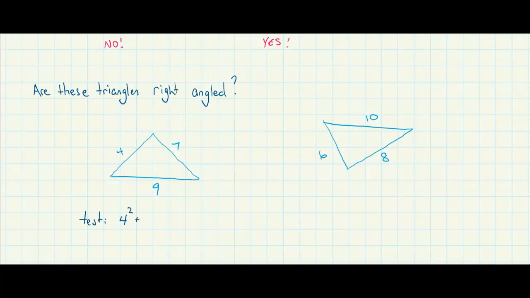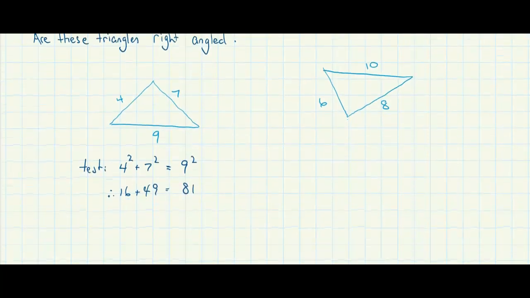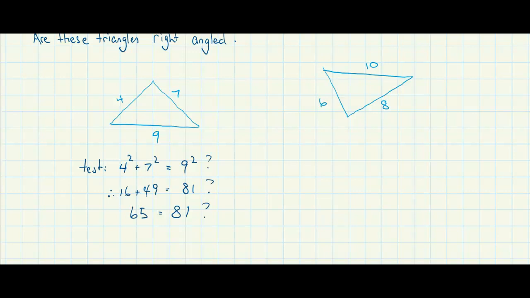Test 4 squared plus 7 squared. Is it equal to 9 squared? Let's go. 16. 49. Is that equal to 9 9s or 81? Is 16 plus 49 equal to 81? 16 plus 49, that's 65. That sure is not equal to 81. That's a no. So this triangle here, sure, it's a triangle, no problem at all, but there's no right angle in it.